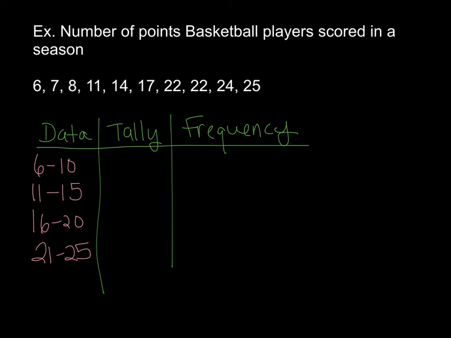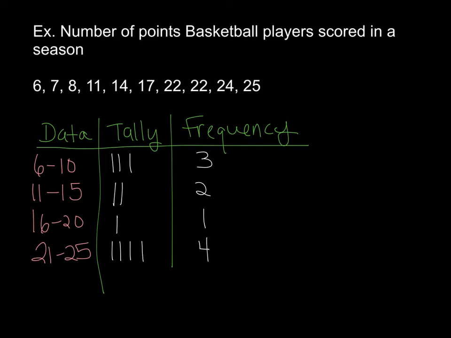So again, we're going to tally up. How many times do I see numbers between 6 and 10? I see a 6, I see a 7, and I see an 8. Those all qualify. How many numbers do I see between 11 and 15? I see 11, and I see 14. Joy is these data points were in order. Between 16 and 20, I just see a 17, and between 21 and 25, I see 22, 22, 24, and 25. Again, the frequency, I'm just adding them up. So I have 3, I have a 2, I have a 1, and I have a 4.